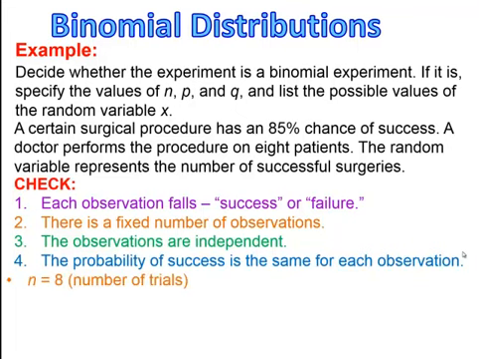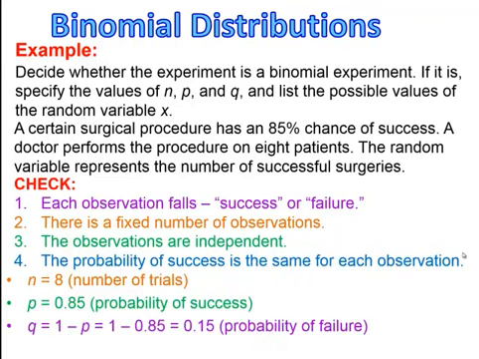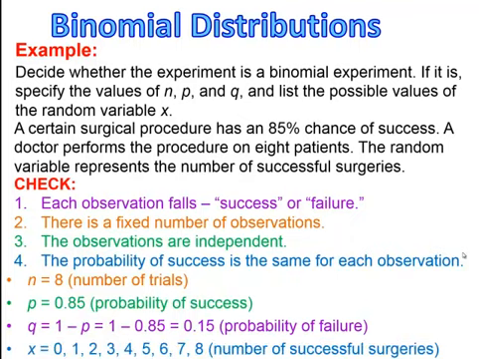So now we can identify our n, and our n is the 8 patients that were observed. So that would be the trial number. Our probability of success p is that 85% chance, and then we find q by taking 1 minus p. So in this case, q is 0.15, the probability of failure. And then lastly, our random variable for this trial will be 0 through 8. So these are the values we will be working with.